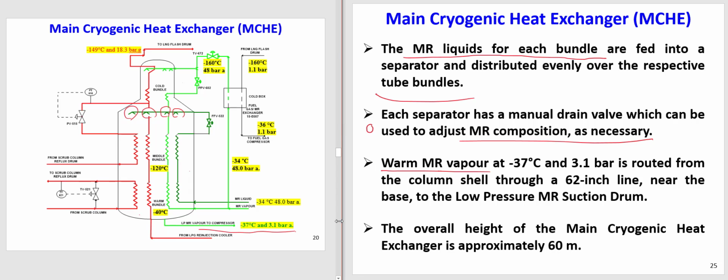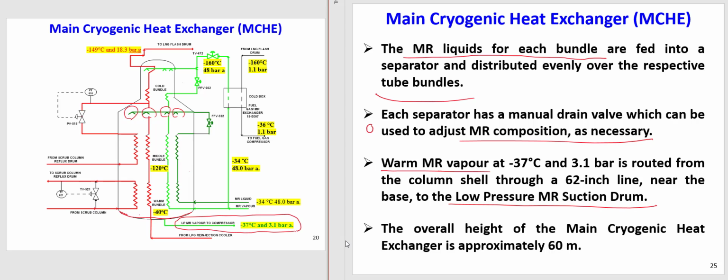The warm mixed refrigeration vapor at minus 37 and 3.2 is routed from the column shell, because this is the shell of the heat exchanger, through a 62-inch line near the base, so at the bottom, to a low pressure mixed refrigeration cycle. Since it's low pressure, we will send it to the mixed refrigeration unit to cool it down again.